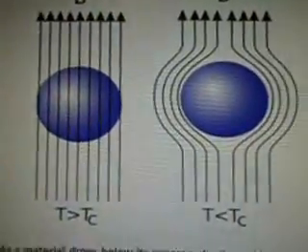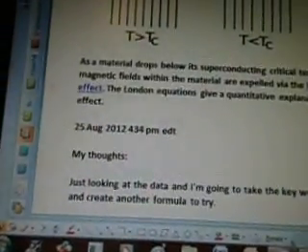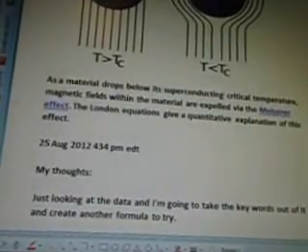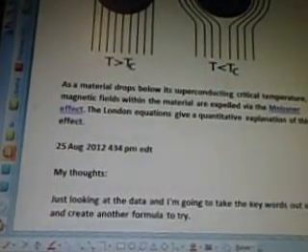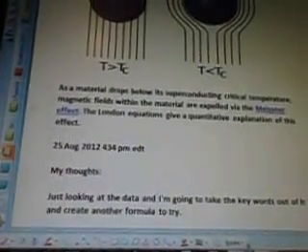So there's a diagram showing the Meissner effect. As the material drops below its superconducting critical temperature, magnetic fields within the material are expelled via the Meissner effect. The London equations give a quantitative explanation of this effect. August 25th, 2012, my thoughts.